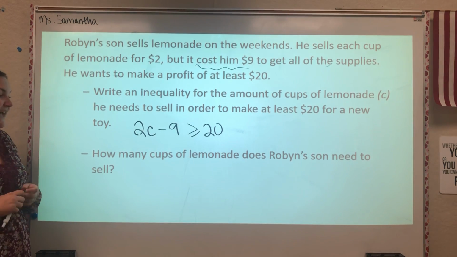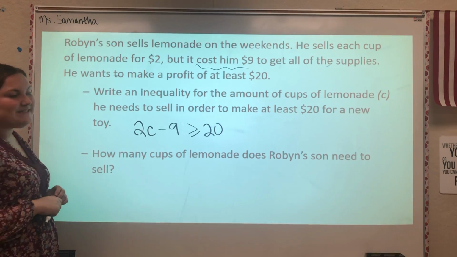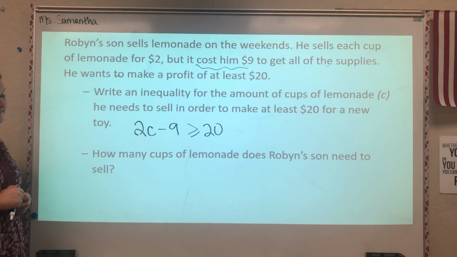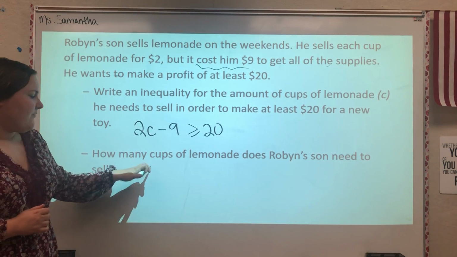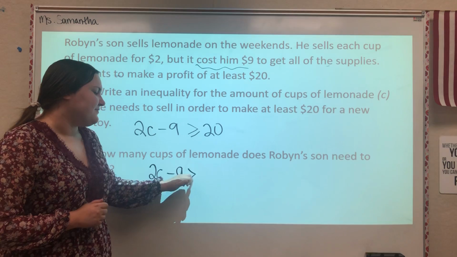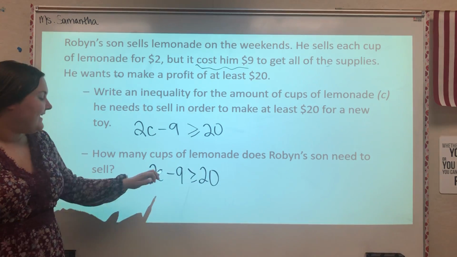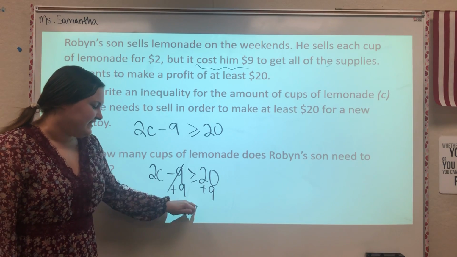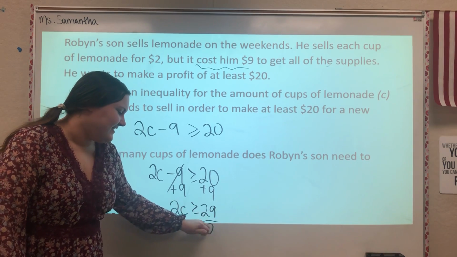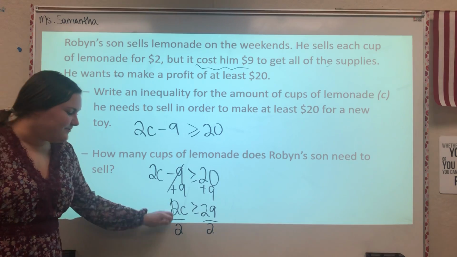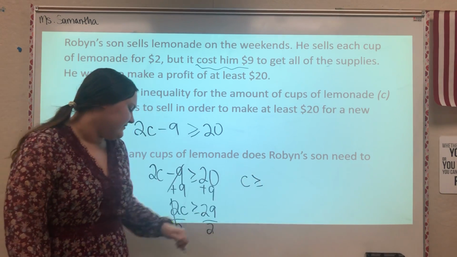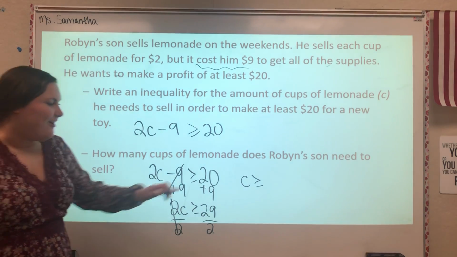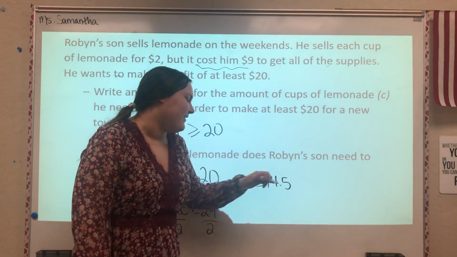The second part says, how many cups of lemonade does Robin's son need to sell? Go ahead and try that now. Well, our inequality is 2C minus 9 is greater than or equal to 20. You could come in and add 9 on both sides, which leaves you with 2C is greater than or equal to 29. You then would divide both sides by 2, and it leaves you with C is greater than or equal to 29 halves. When you divide that out, that gives you 14.5.